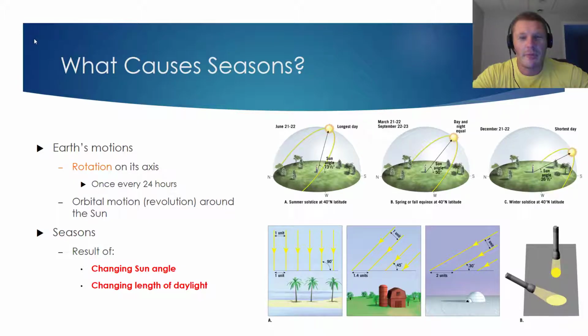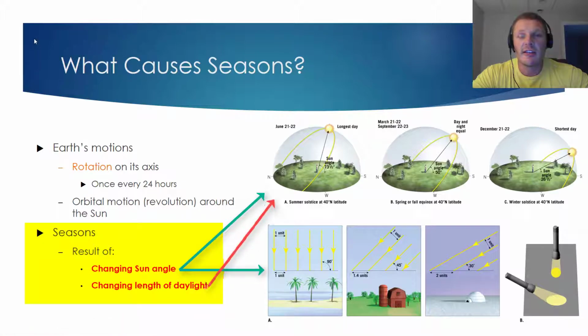So hopefully the combination of my little fruit demo and that video helped you gain a good conceptual understanding of both rotation and revolution. Now let's shift our attention to what causes the seasons. The seasons are ultimately caused by our revolution around the sun. And the seasons are the result of changing sun angles and changing lengths of daylight.